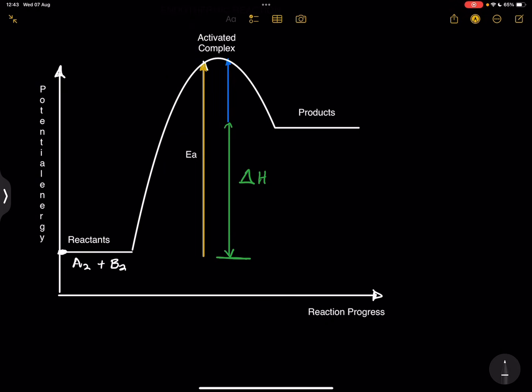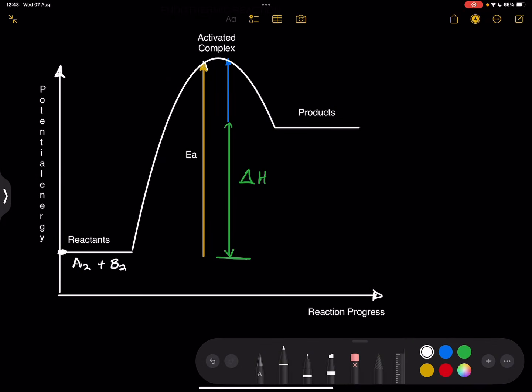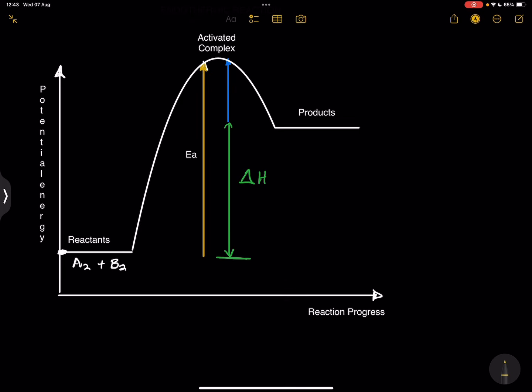Now, what do we need to do? In order for this reaction to take place, we need to now increase, all right? We're going to absorb energy. We need to put in energy for this reaction to take place. Now, guys, I want you to remember, and I've drawn this in yellow, we call this the activation energy of our forward reaction.